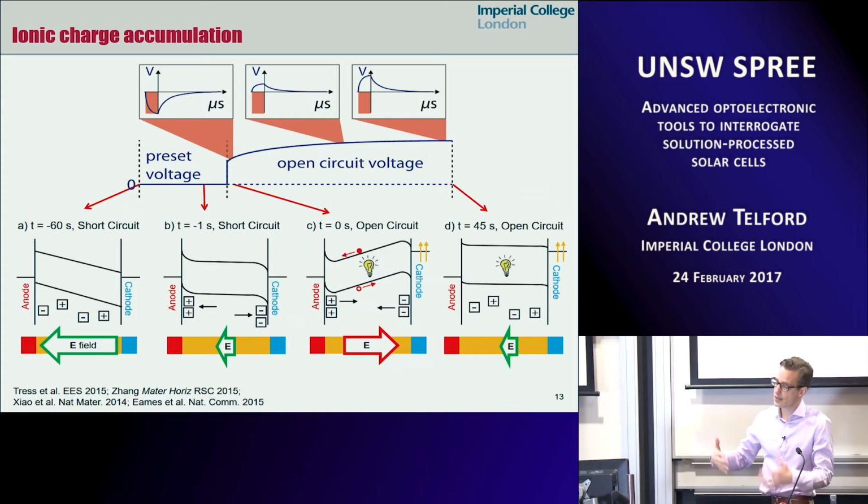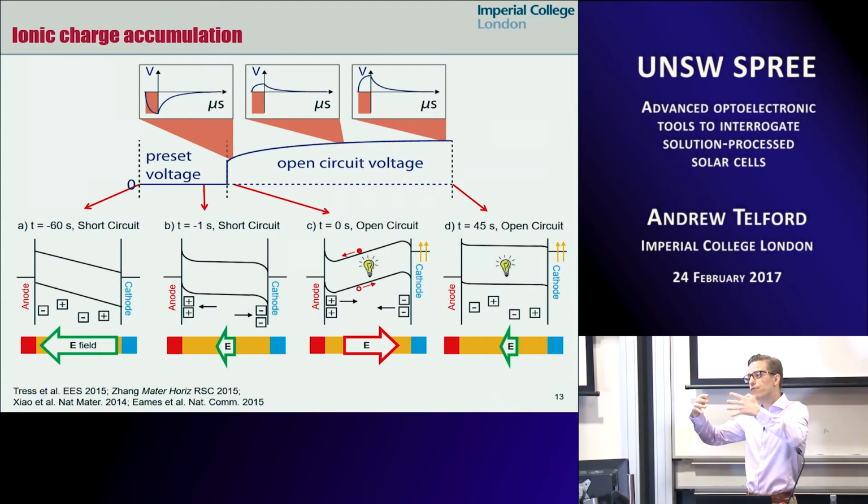Now, at this point, there's nothing holding the ions at the interfaces anymore, so they can slowly rediffuse back to get a homogeneous distribution, and then you go back to your flat band conditions, and you recover a positive response of the transient photovoltage.